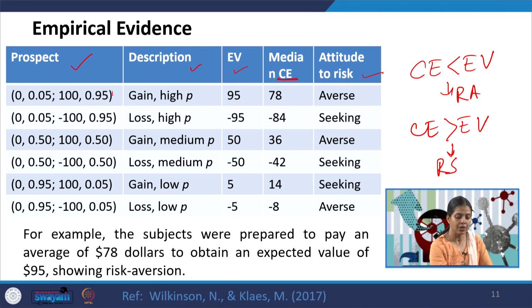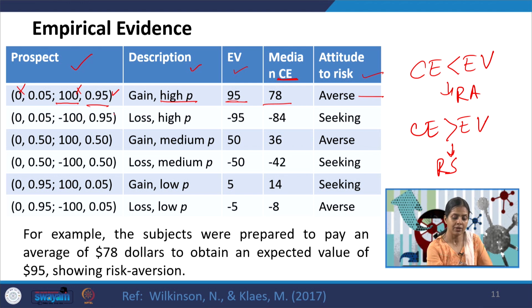In the beginning, we have a prospect where one can win 100 with a probability of 0.95. This is of course a strictly positive prospect with high probability. Expected value is 95, which we can obtain by multiplying 100 with 0.95 plus 0 into 0.05, which of course is going to give us 0. The median certainty equivalent was observed to be 78. Following this, the individuals on average are risk averse.